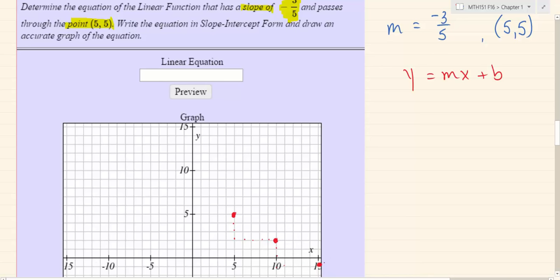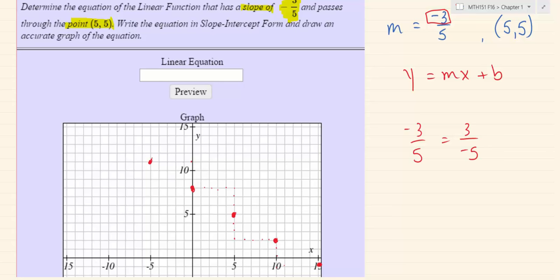Good, I'm solid there. What if I wanted to go in the other direction? The first one means go down 3 to the right 5. Then the second one means go up 3 to the left 5. So if I go up 3, 1, 2, 3, and now I go to the left, 1, 2, 3, 4, 5. Negative 5 means go to the left. Up 3 to the left, over here, and yeah, we're good.